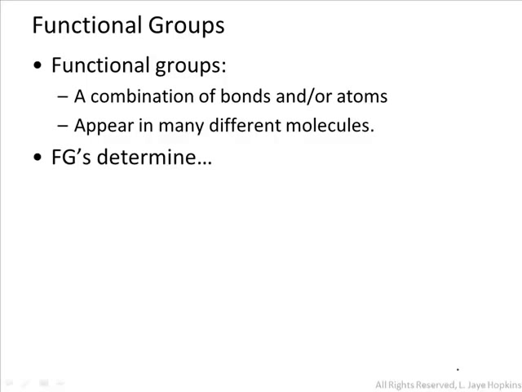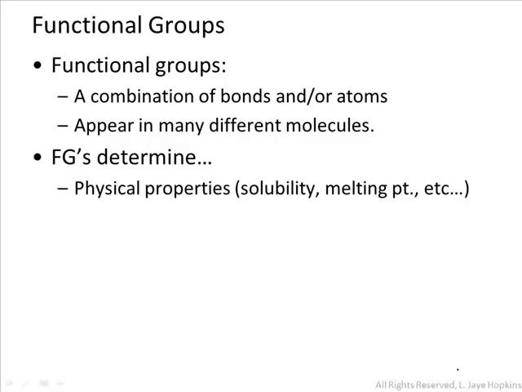The reason this is so important is that once we learn to recognize certain functional groups in molecules, we can very quickly make intelligent assumptions about how the molecule that has that functional group will behave. Functional groups are often responsible for the physical properties of a substance. So when we look at a substance on paper, we'll right away be able to look at the structure, determine what functional groups are present, and then draw conclusions about that molecule's solubility. Will it dissolve in water? Will it dissolve in oil? What temperature will it melt at? What temperature will it boil at? Will it be high or low?